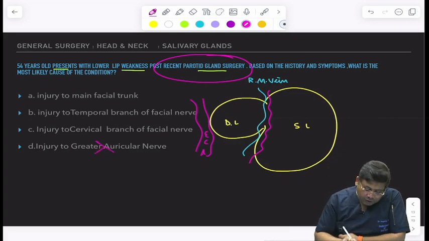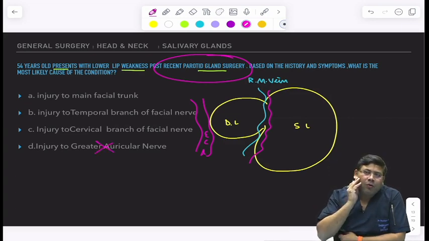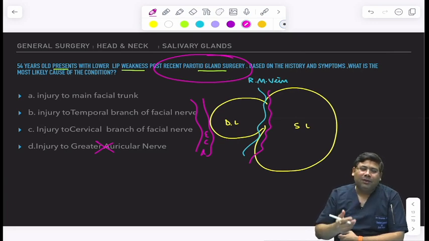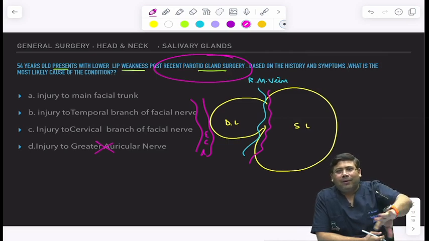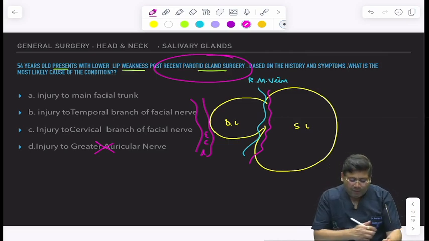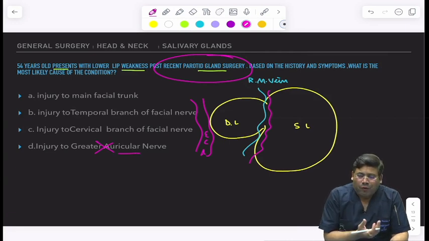Injury to greater auricular nerve will cause loss of sensation over the skin of the parotid. You must have seen that movie Dabangg, प्यार से डर नहीं लगता, थप्पड़ से लगता है. So here the patient will also not feel that slap. So this one is also not afraid of the slap. This is why, because of the injury to the greater auricular nerve.